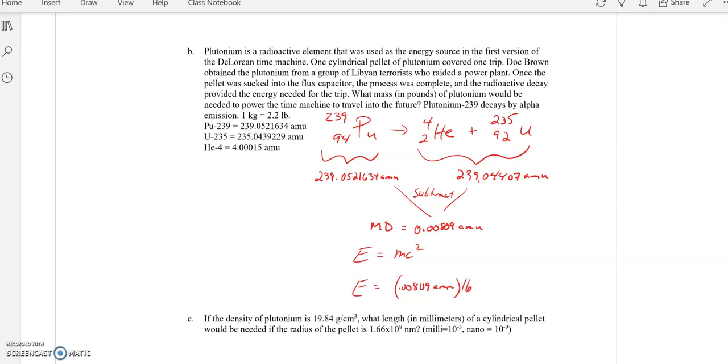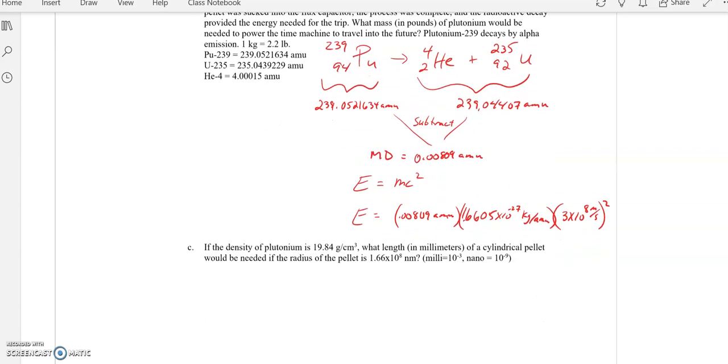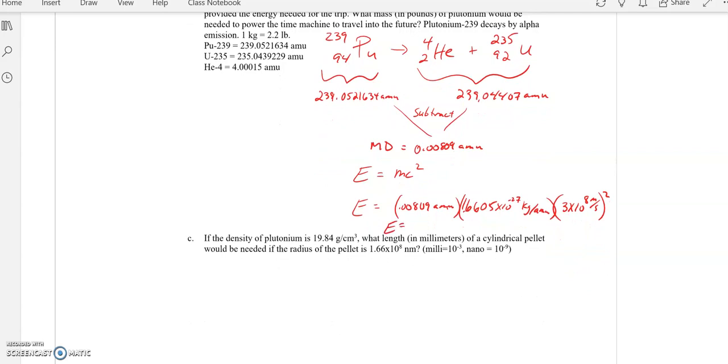Conversion factor 1.6605 times 10 to the minus 27th kilograms per AMU, multiplied by the speed of light squared. And you get an energy right here at the bottom, 1.209 times 10 to the negative 12th, and that would be joules per atom of plutonium.